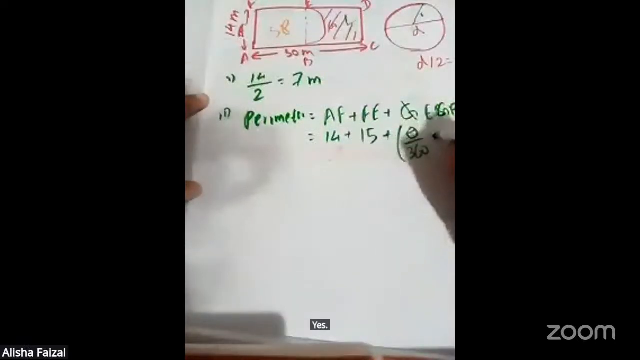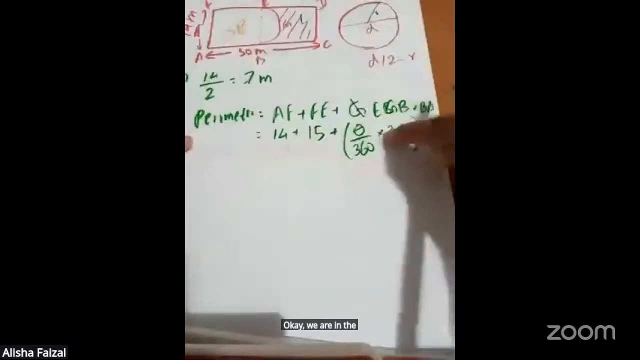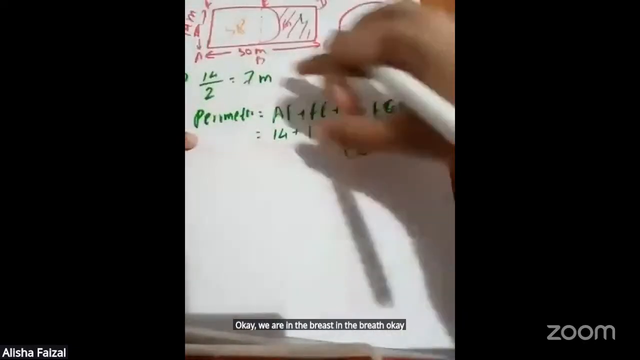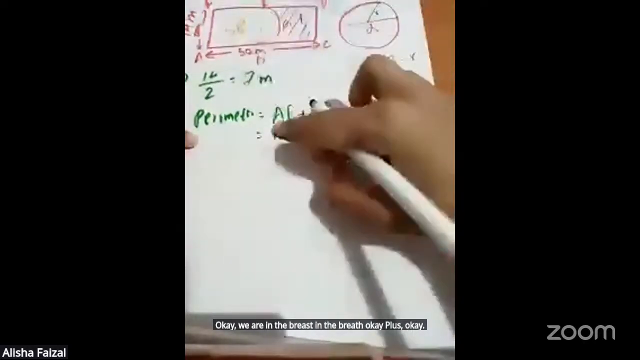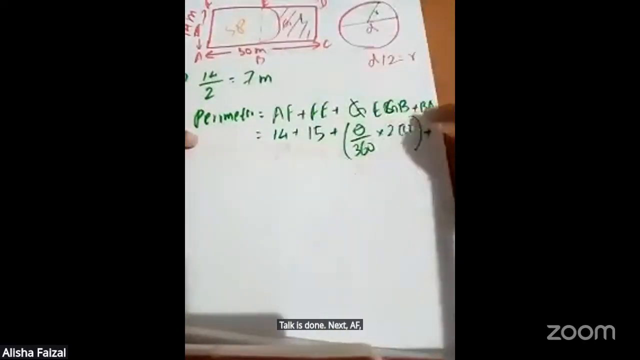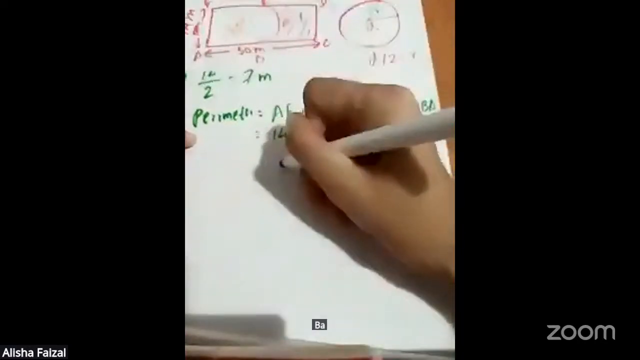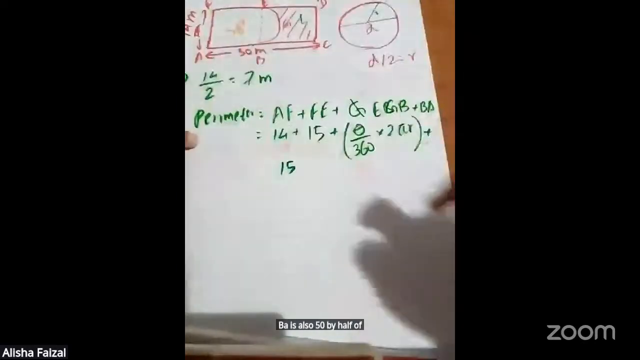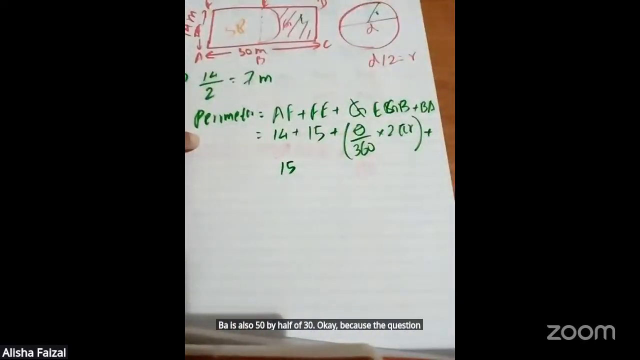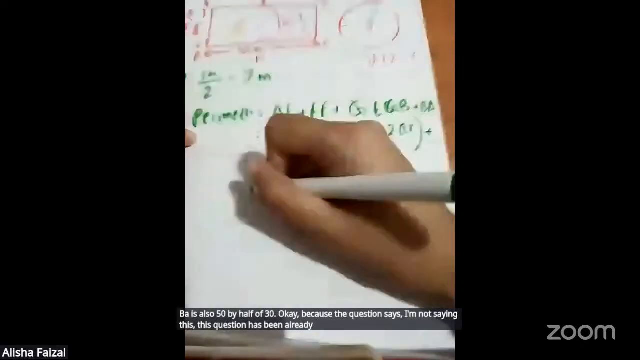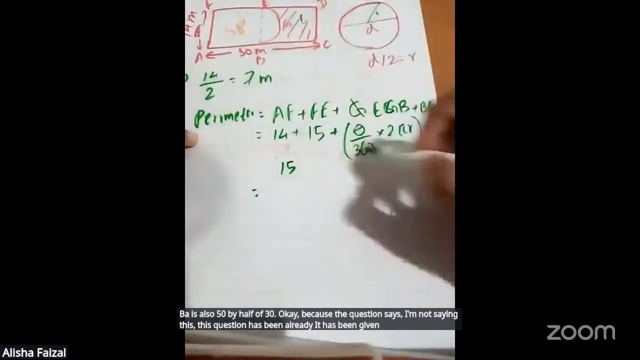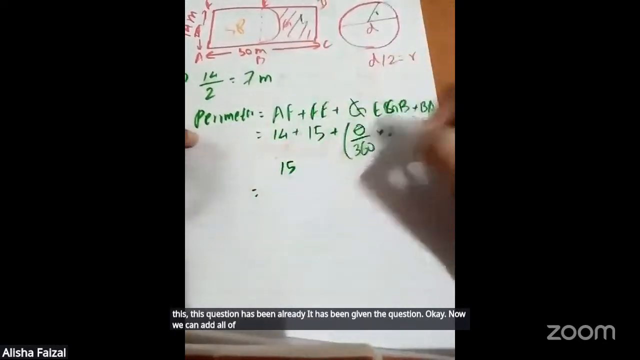Theta by 360 times 2 pi r. Yes, theta by 360 times 2 pi r. We write it in the bracket, plus. Okay, the arc is done. Next, now AF, FE, EGB, BA. BA is this thing. BA is also 15, half of 30, because it has already been given in the question. Now we can add all of this and later add the arc.